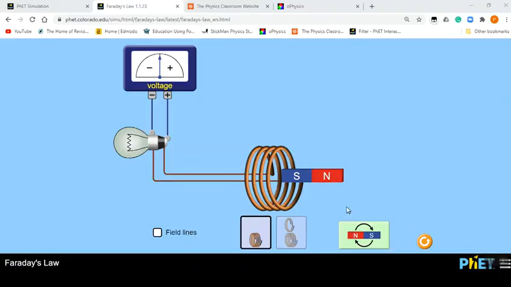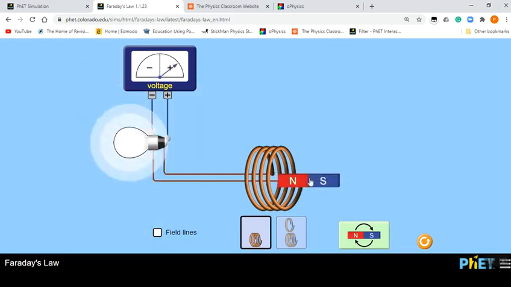So at the end of our previous lesson, we saw that when I move the south towards the coil, we get a positive voltage. When I move it away from the coil, we get a negative voltage. If we flip our magnet, when I move the north towards it, we get a negative. And if I take this north away, I get a positive voltage. Okay, and remember, voltage is equivalent to the current that is produced in the wire.